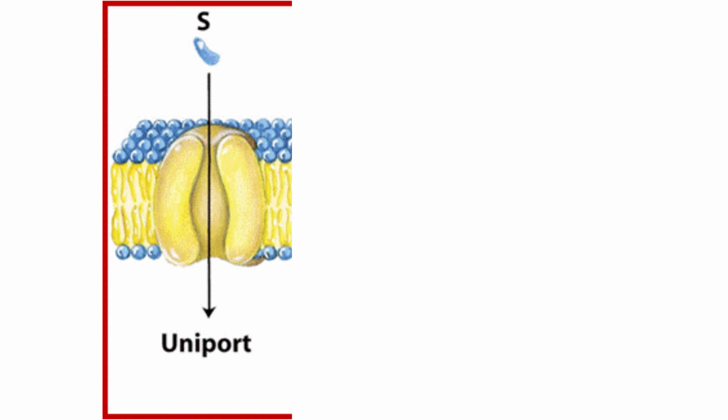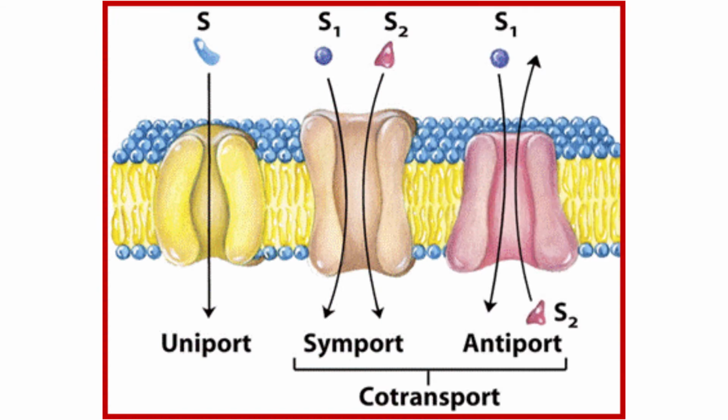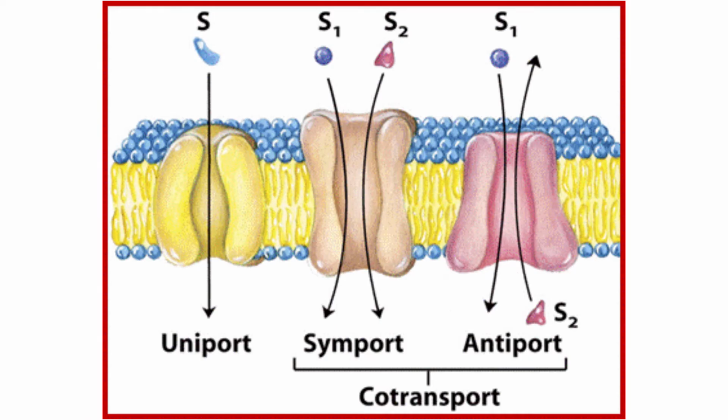We have three types of transport. Uniport, where one molecule goes by itself alone. Symport, where two people walk through together. And antiport, where two molecules come and go from opposite directions and look back at each other like, dang. These are done to prevent changing the electric potential across the membrane.